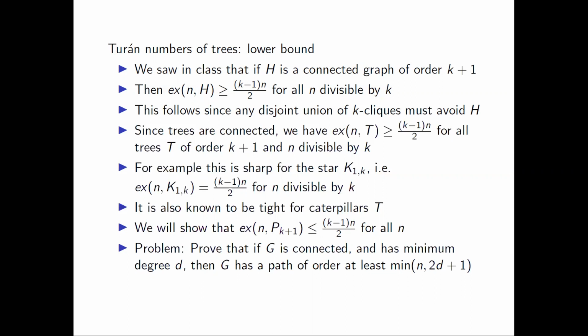Here's a problem, though, for you to think about before we prove this result for paths. Prove that if G is a connected graph and G has minimum degree d, then G has a path of order at least the minimum of n and 2d plus 1, where n, as usual, is the order of G.